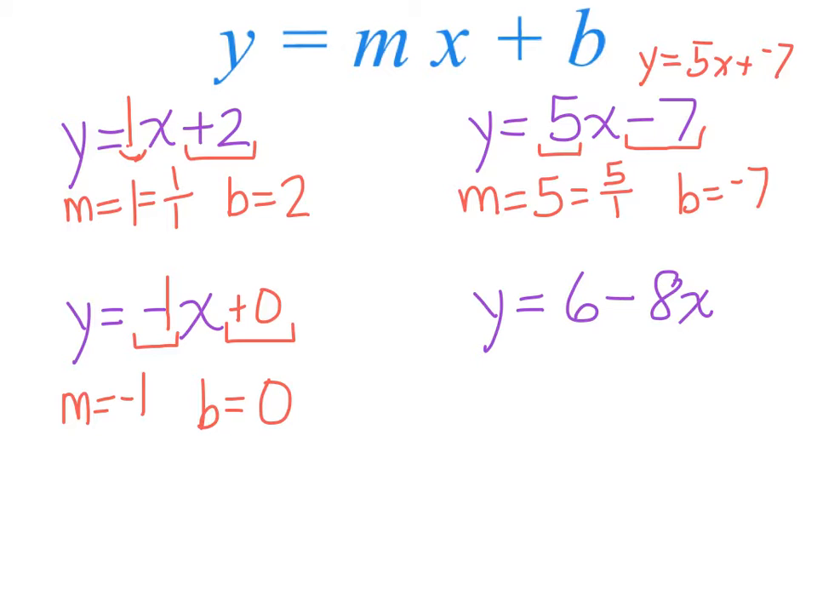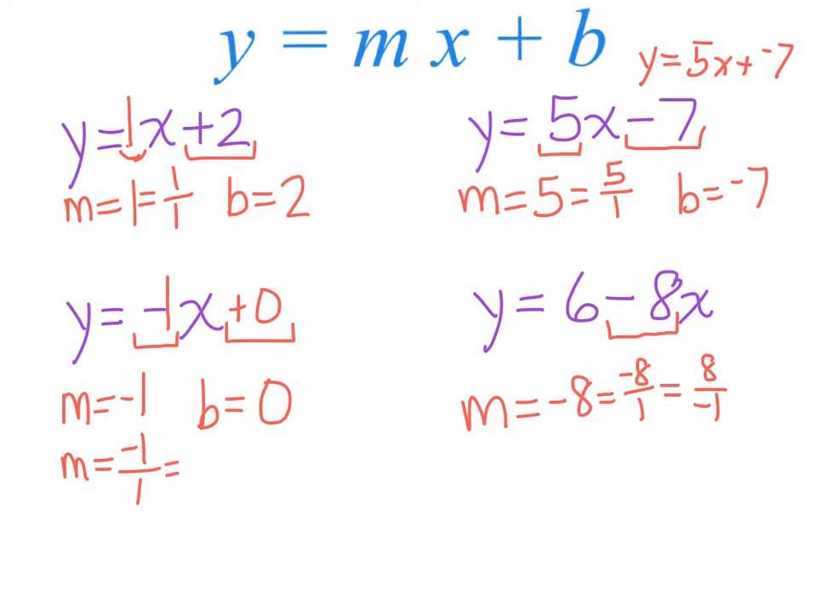The last equation, it's not in that official y equals mx plus b form. I don't have to rewrite it, I just know that I look for the multiplier of x, and it has a negative in front of it, so the multiplier of x is the value of negative 8 as a ratio, negative 8 over 1, or positive 8 over negative 1. And I didn't do that with my over here, and I ran out of room, so negative 1 over 1, or 1 over negative 1.